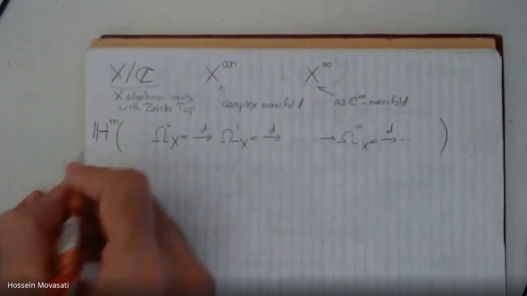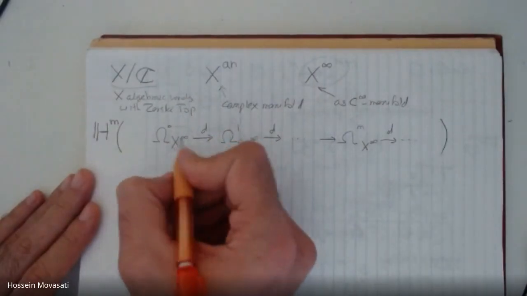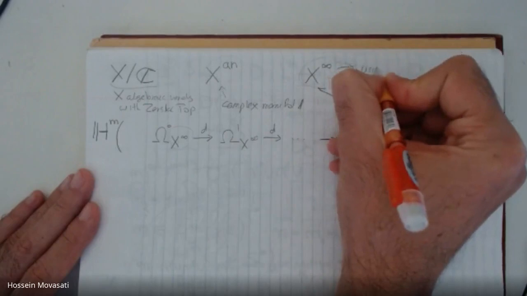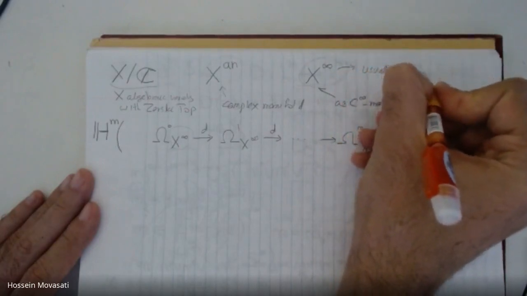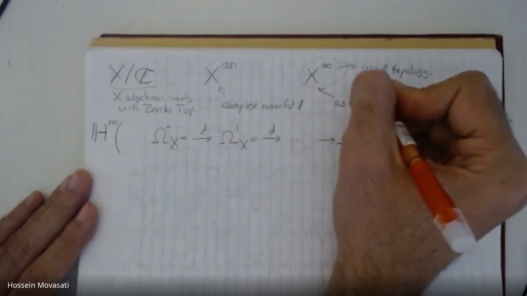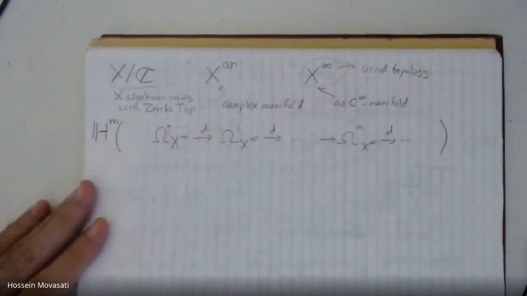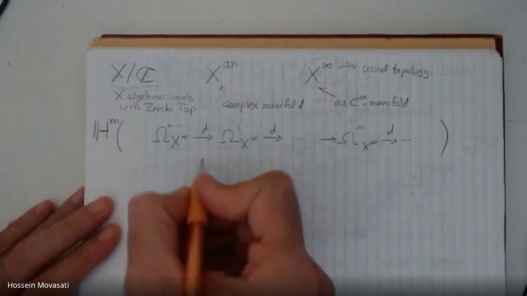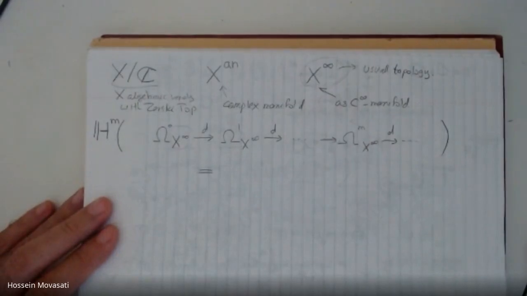The hypercohomology of this one, and remember that now X infinity is equipped with the usual topology and not the Zariski topology, the topology where we have small neighborhoods of points and so on. I'm going to explain this term; it will turn out to be the classical de Rham cohomology.